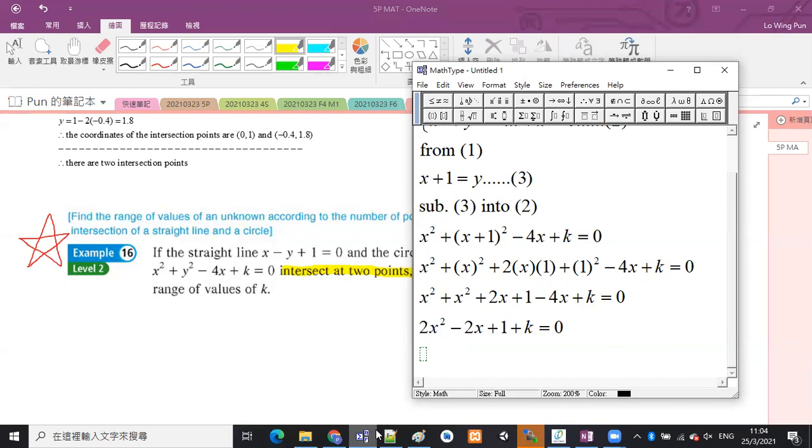A quadratic equation can have two different real roots, can have one real root, can have no real root. Okay, if we are thinking about how many real roots for a quadratic equation, which symbol should we calculate? Do you remember? Do you have any idea?